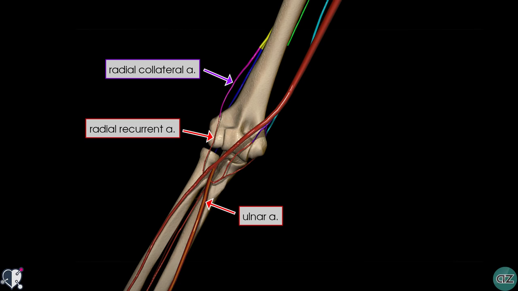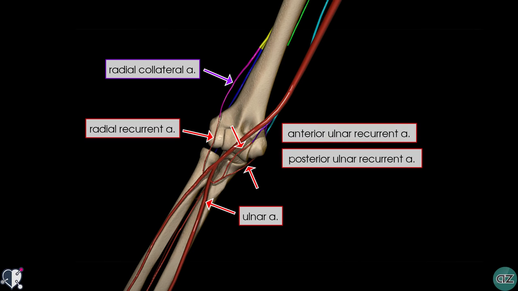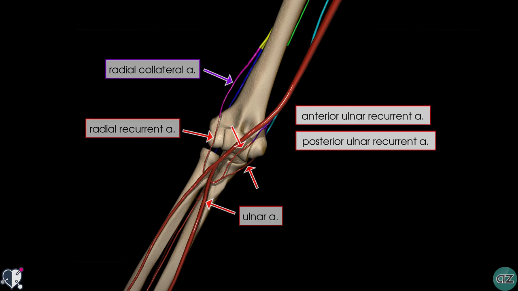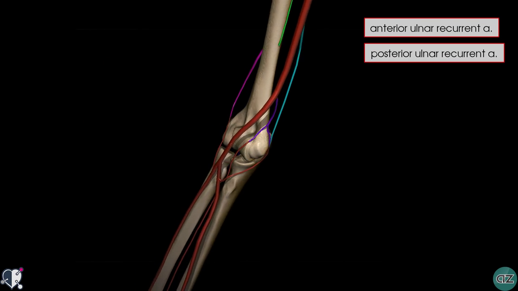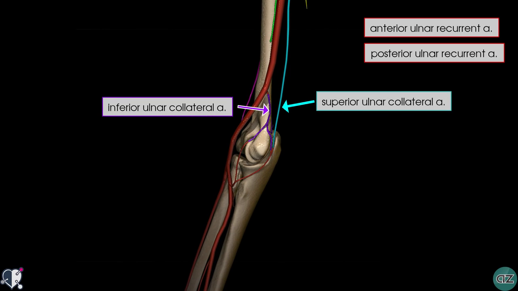There are two ulnar recurrent arteries, anterior and posterior. In this model they're seen originating from a common trunk, but often they will arise directly from the proximal ulnar artery. So we saw the superior and inferior ulnar collateral arteries arising directly from the brachial artery in the first part of this tutorial, and we can see how they anastomose with the ulnar recurrent arteries.